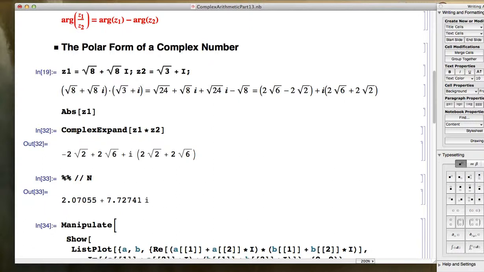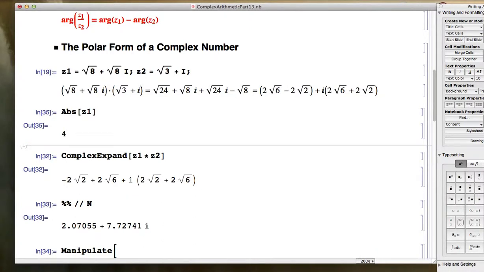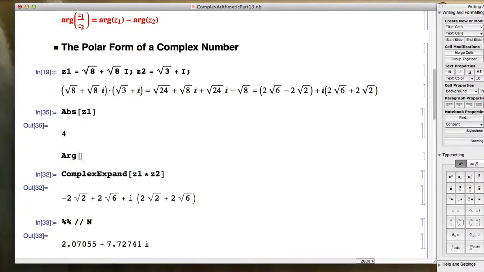Something you should be able to do by hand as well, and looking at the picture. The modulus of z1, its absolute value, so to speak, turns out to be exactly 4, and you should check that out. You get the square root of 16 ultimately. And its argument, this shouldn't be surprising, it's 45 degrees, or pi over 4 radians.